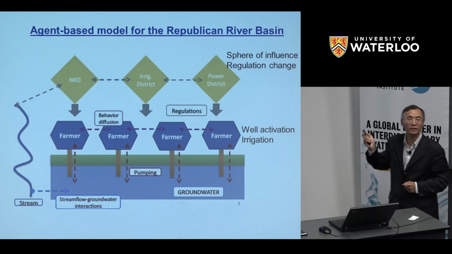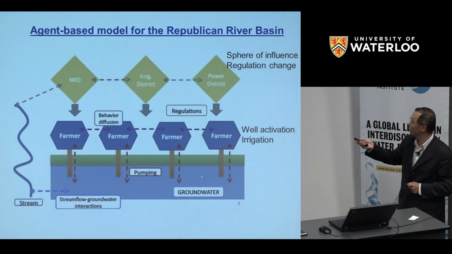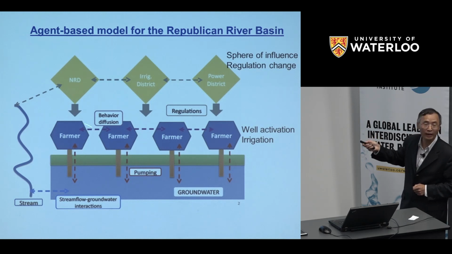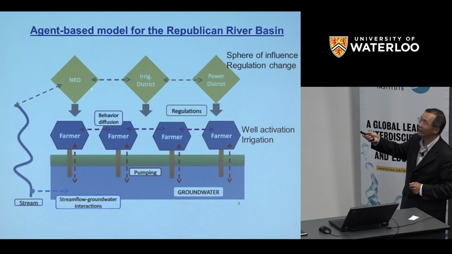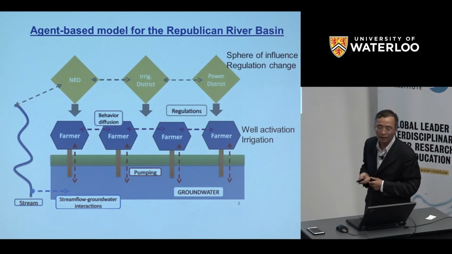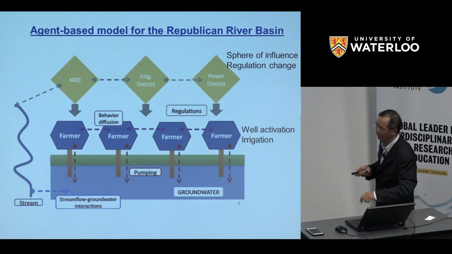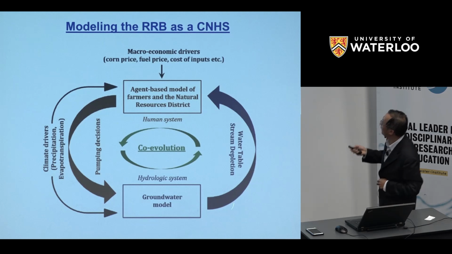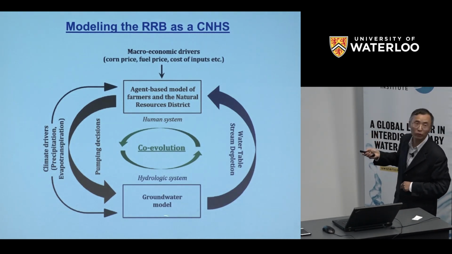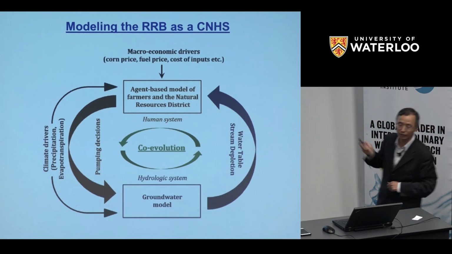So this is a conceptual model for the agent-based model and the groundwater simulation model. We define farmers as agents. We also define natural resources districts, irrigation districts, power districts, those agencies, as some special agents, right? So in this figure, basically we couple the agent-based model with a groundwater simulation model, and there are some interactions between the two parts, and we try to simulate the co-evolution between the two parts.